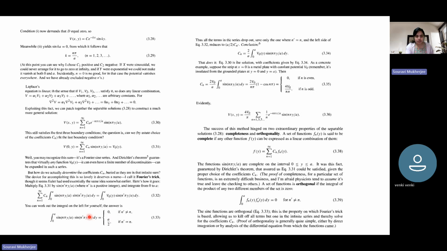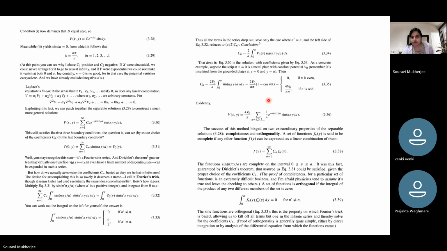That means for all other n prime values, they are orthogonal to each other, so the relation turns out to be 0, right? So we use this orthogonality relation, and we multiply both sides by sine n prime pi y by a and do an integration. The left hand side simplifies itself because you just end up getting a by 2, and so you can find the coefficients from here. So now you know Cn, the coefficients of this more general form of your potential.